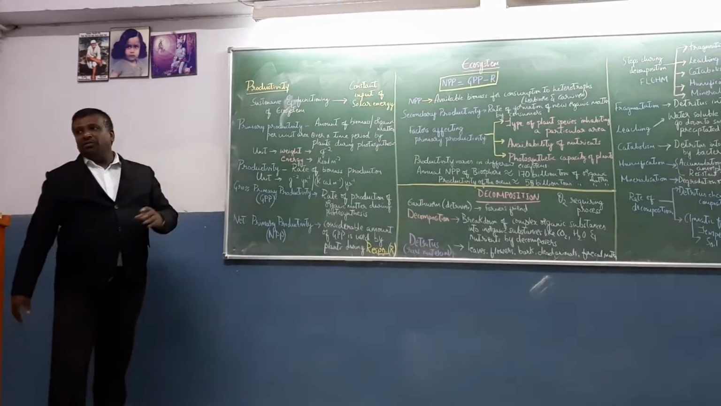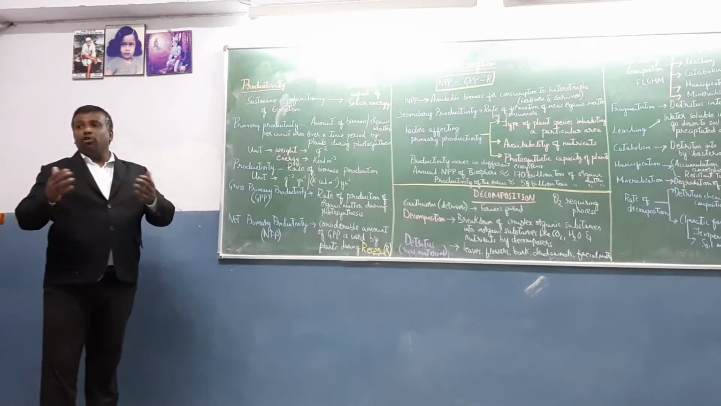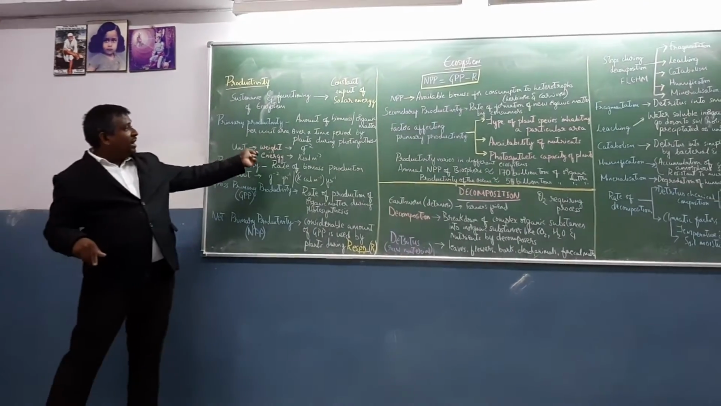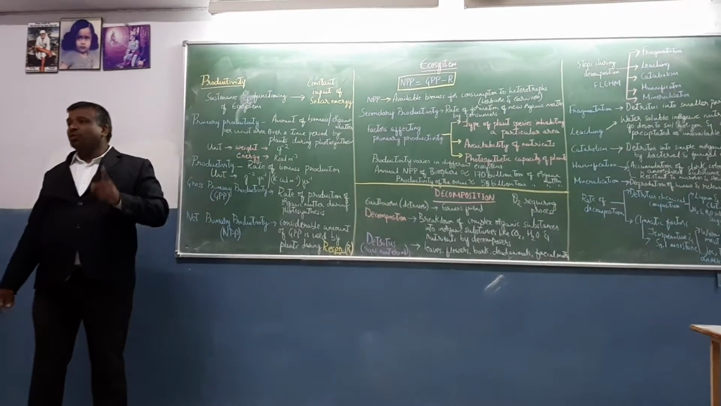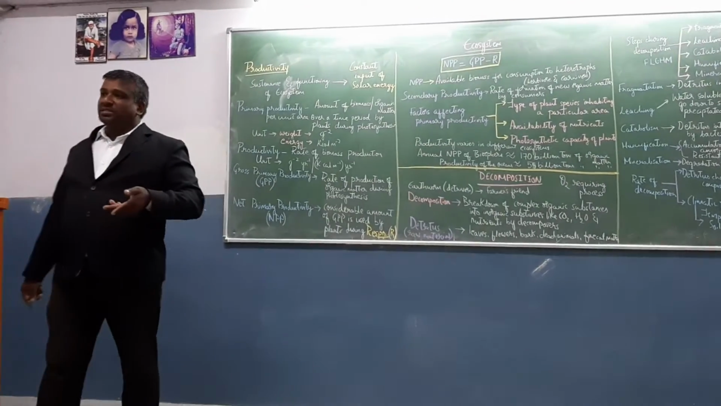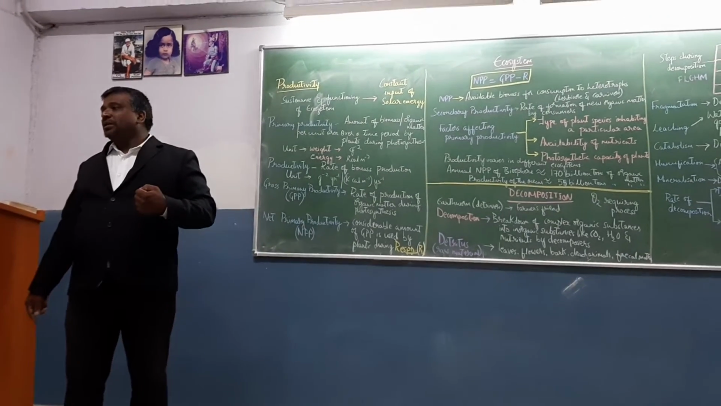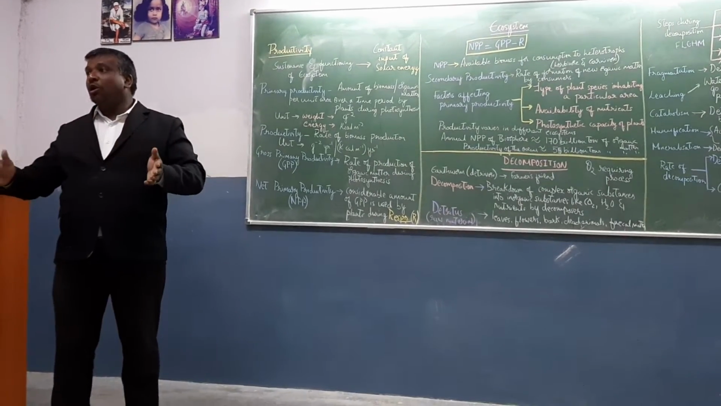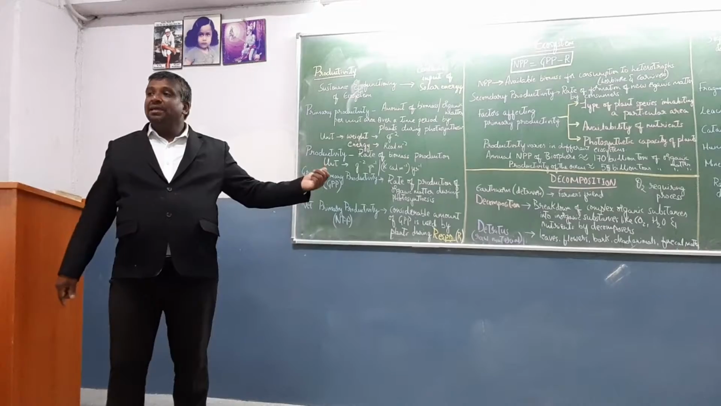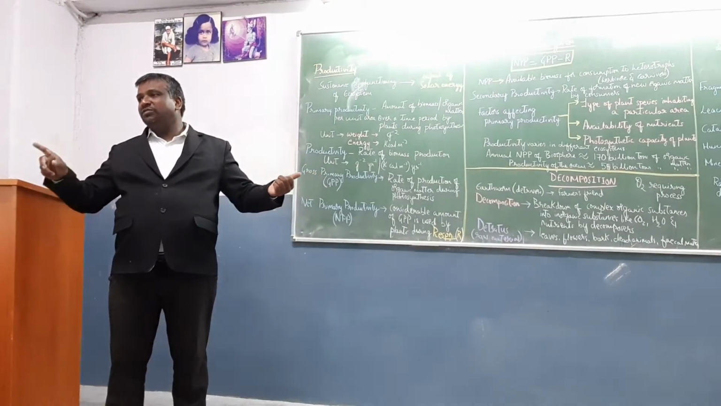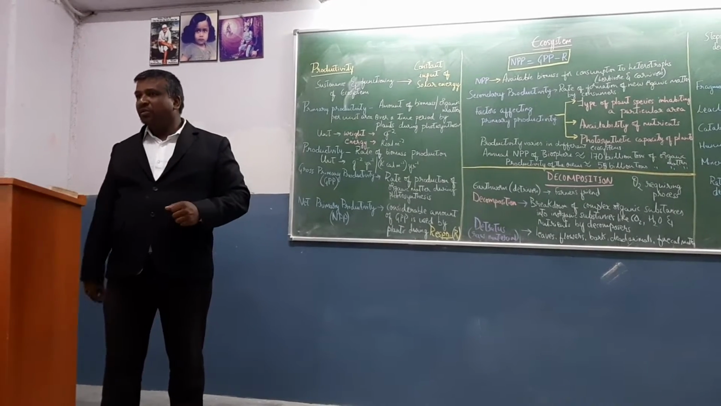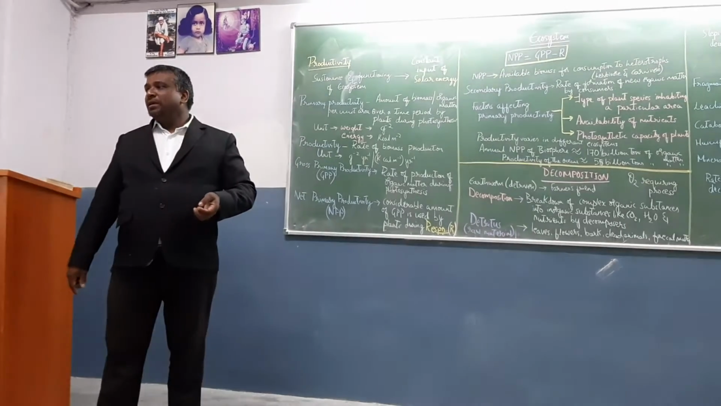Okay. Primary productivity, the definition, is the amount of biomass or organic matter produced per unit area over a period of time by plants during photosynthesis. Secondary productivity is by the consumers. Primary productivity is the amount of biomass or organic matter per unit area over a period of time by plants during photosynthesis. By plants during photosynthesis, organic matter is produced. In simple terms, that is primary productivity.